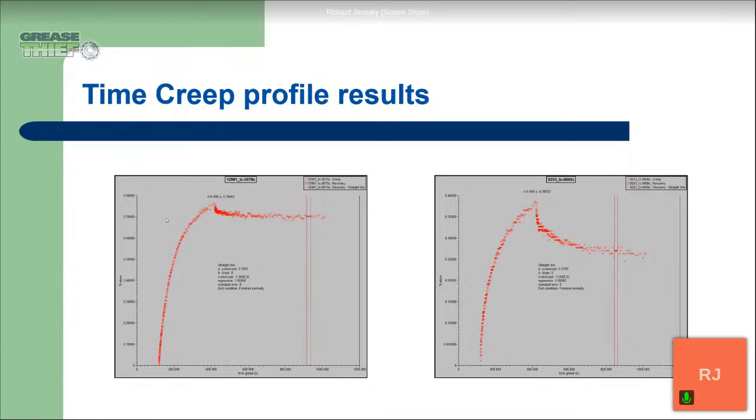Again, samples are compared to their baseline, so there is no right or wrong answer as far as the recovery compliance goes for the baseline, but we'll compare the in-service grease to the baseline, and we want to make sure that that's what we're comparing to understand how that grease has changed.